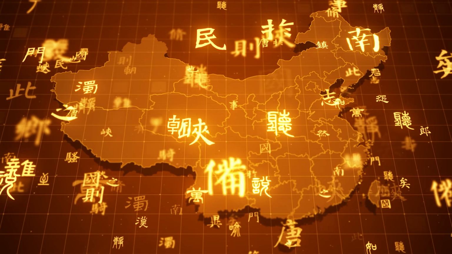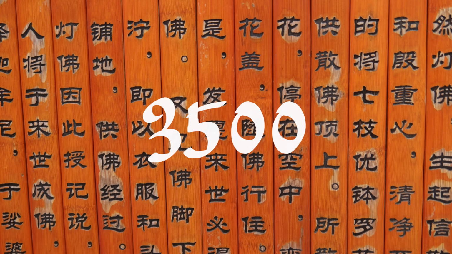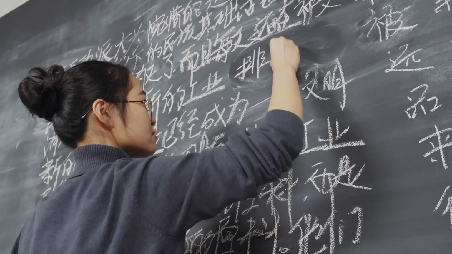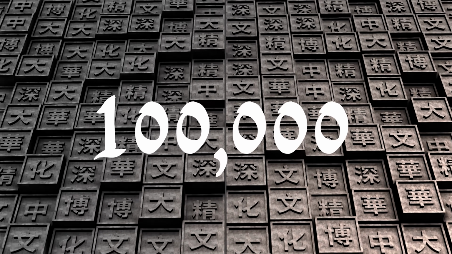Chinese characters. They have existed throughout history as the Chinese people's primary writing method. The average person knows about 3,500 individual characters. Scholars normally know over 5,000, and there are over 100,000 in existence.